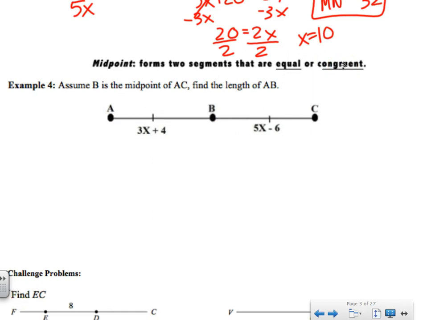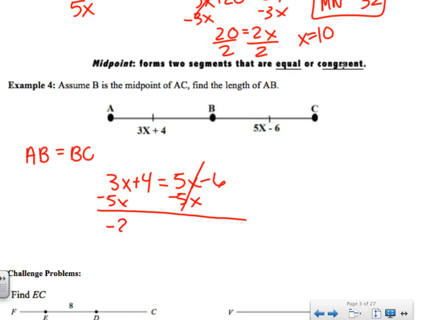So what I'm going to do for midpoint, you would say, I know that part AB is going to be equal to BC. And then I'm going to substitute in what AB represented. So 3x plus 4 has to equal 5x minus 6. Okay, I've got variables on both sides and I need to solve them. You can solve it 4 different ways, but I always like to move my variables to the left side. So I'll go ahead and do that.